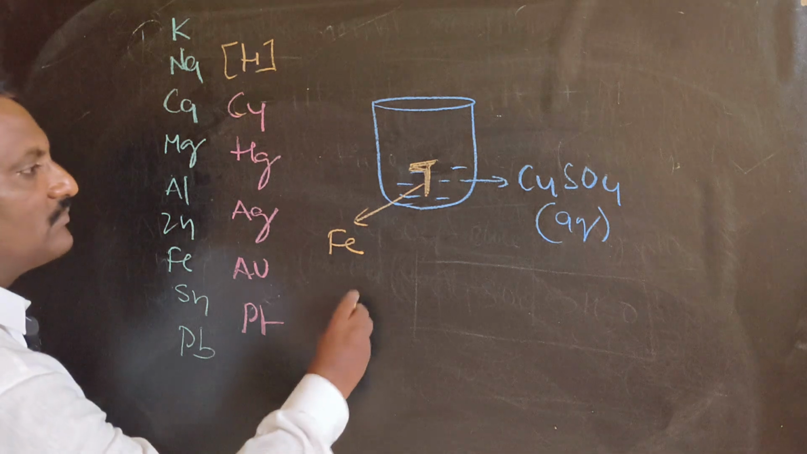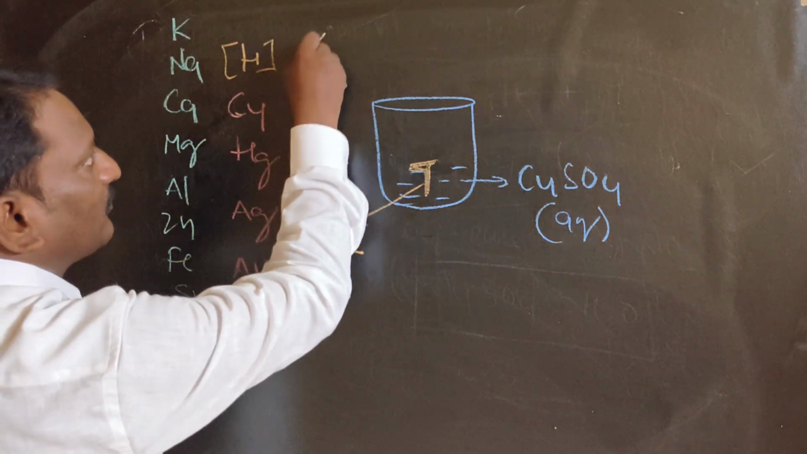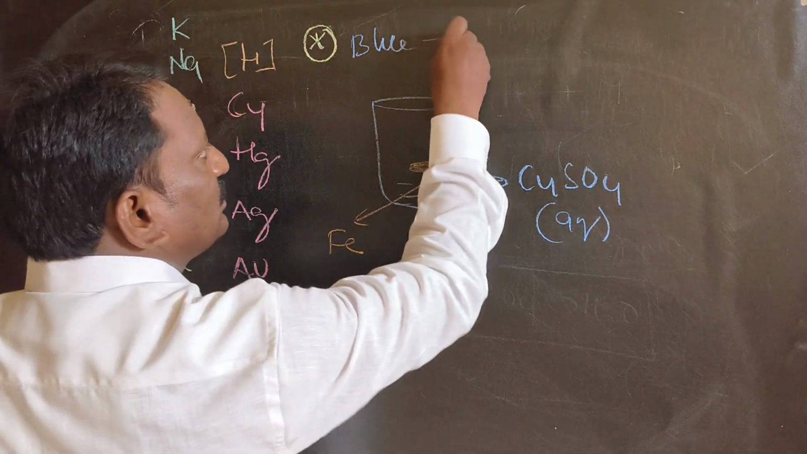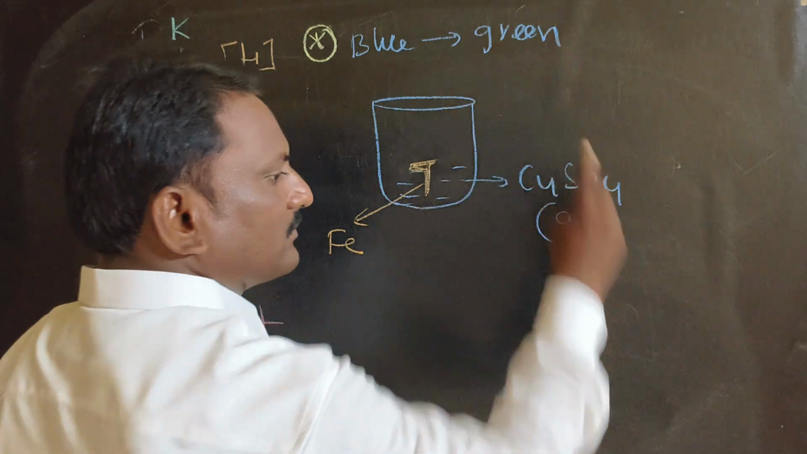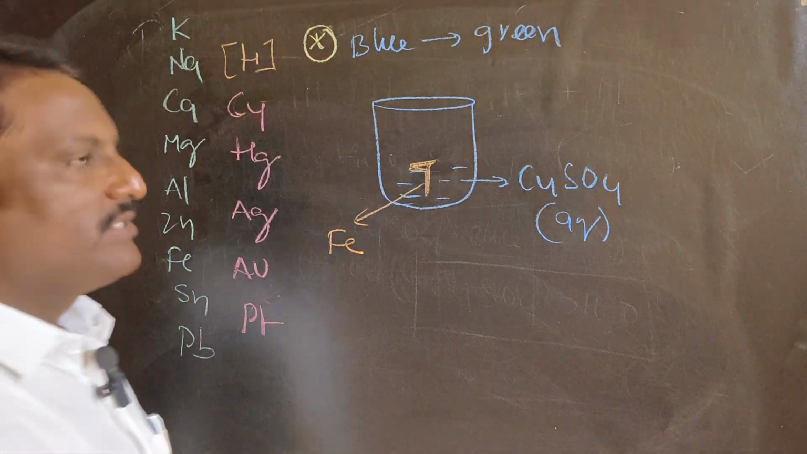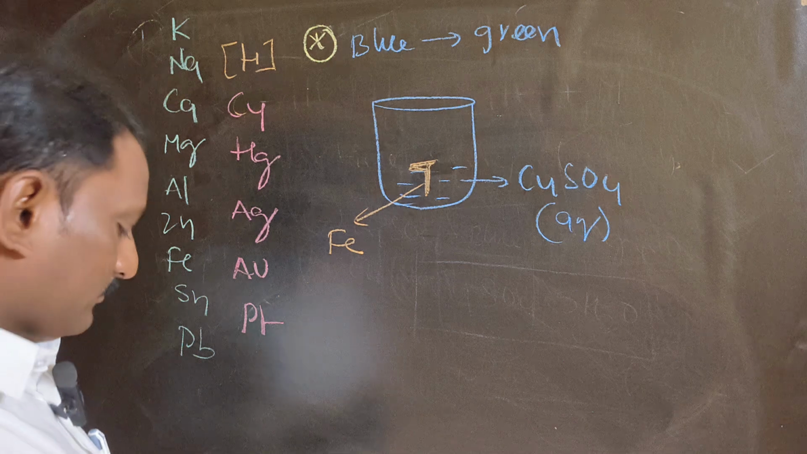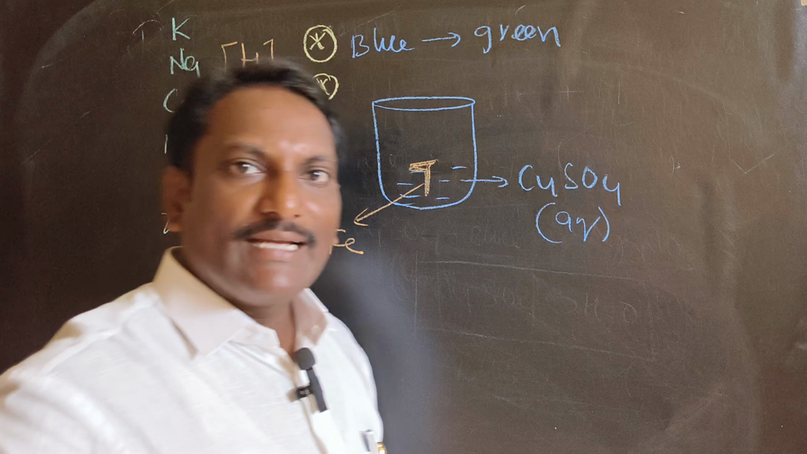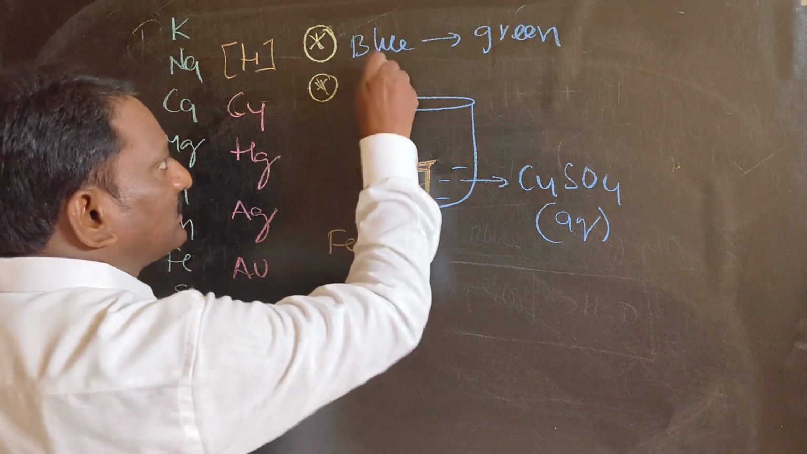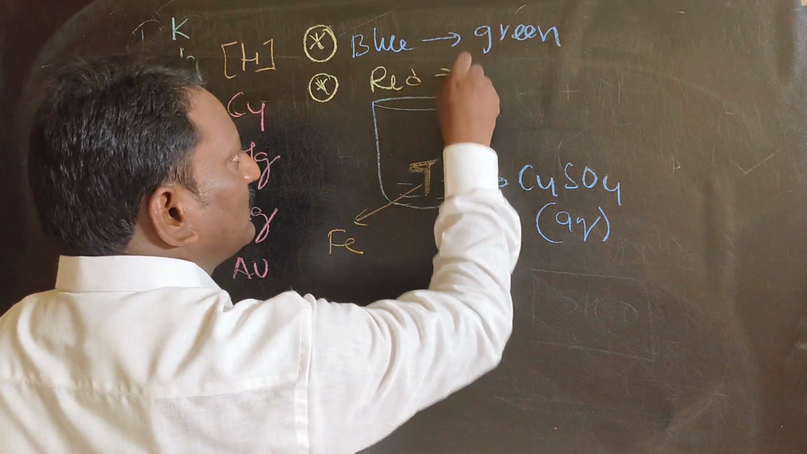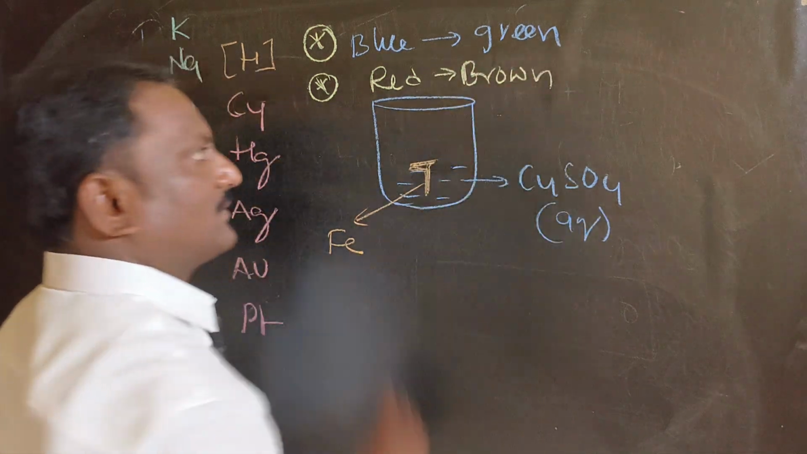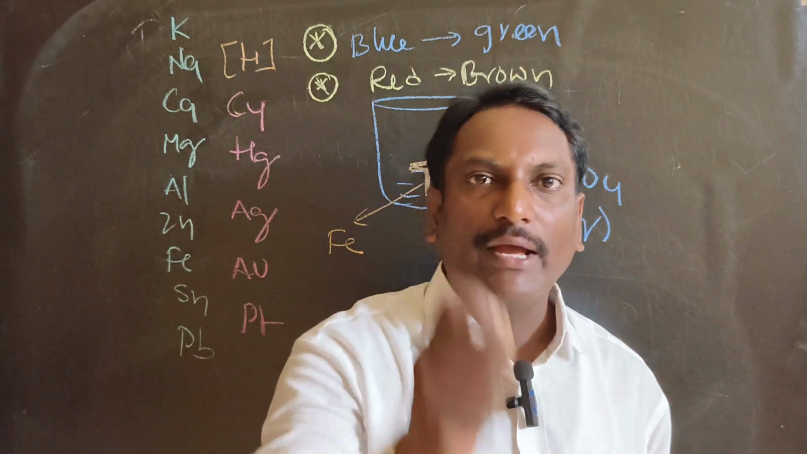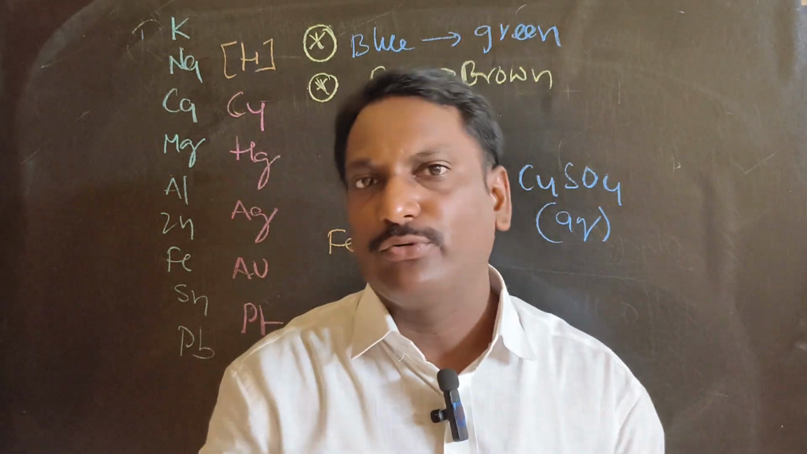Observation number 1. These observations are very important. Let me write here observation number 1: blue color copper sulfate changes to green. Next one. You must have seen that the iron nail gets coated with a red brown substance. These are the two observations you must have seen when an iron nail is placed in copper sulfate solution.